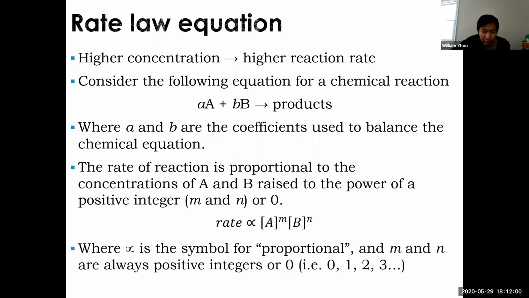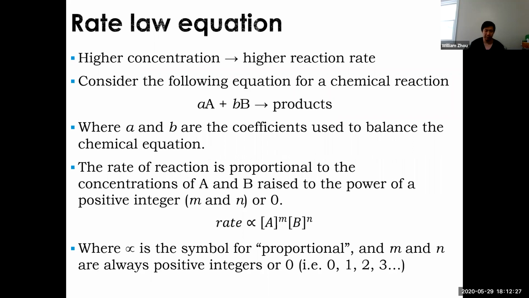So the rate of reaction for this specific equation will be: rate is proportional to the concentration of A raised to the power of m times the concentration of B raised to the power of n. That little symbol that looks like a fish means proportional. M and n are positive integers or zeros. So it could be 0, 1, 2, 3, and so on.